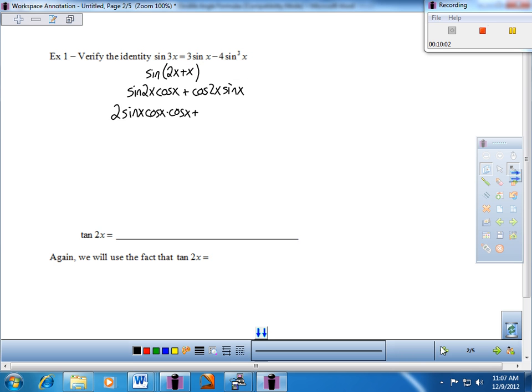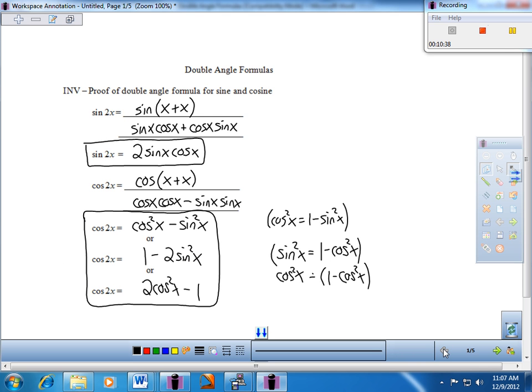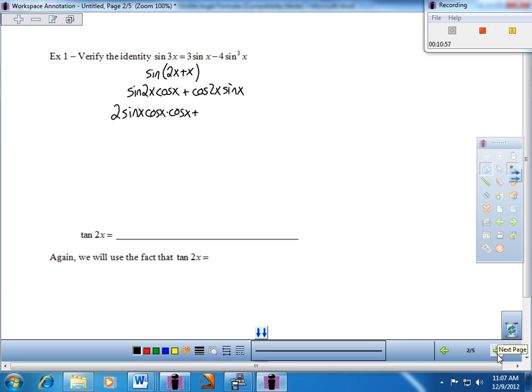And so if I have the choice amongst these three formulas to change cosine of 2x, I think it benefits us to use the one that only has sine in it. Why introduce cosine if we don't have to? So what I'm thinking is this is going to be the one that we're going to use, the 1 minus 2 sine squared of x. And so that's what I'm going to do, everyone.